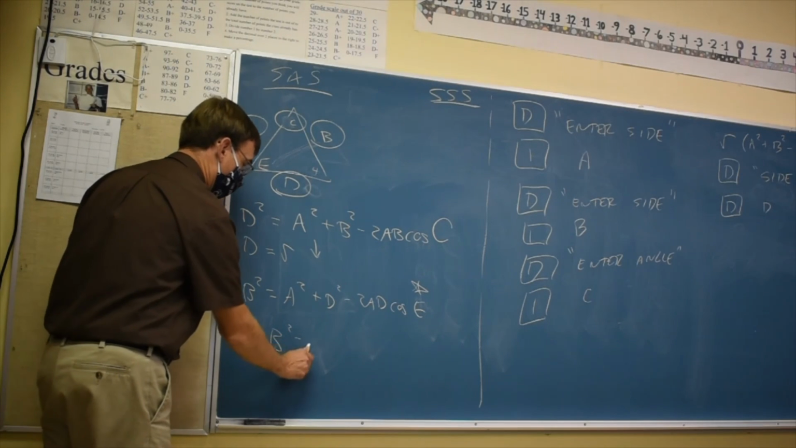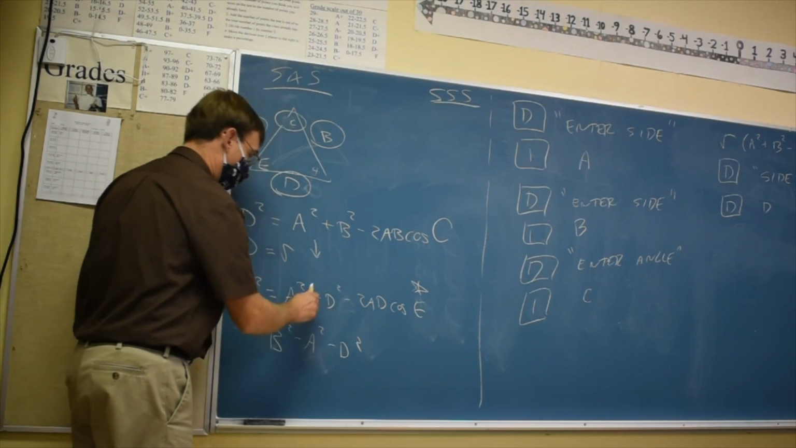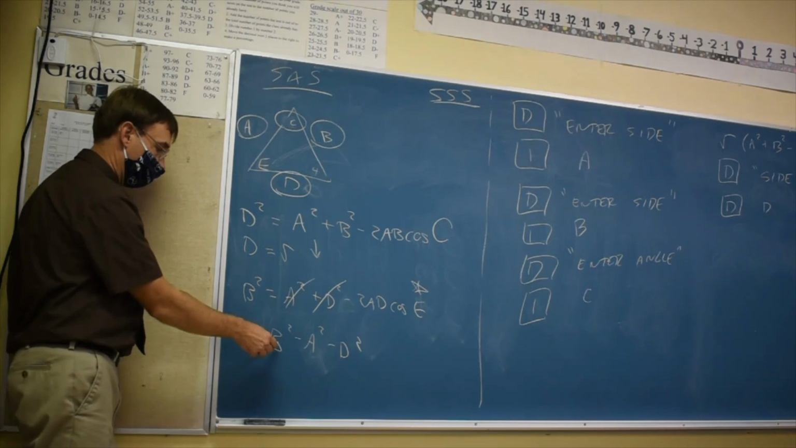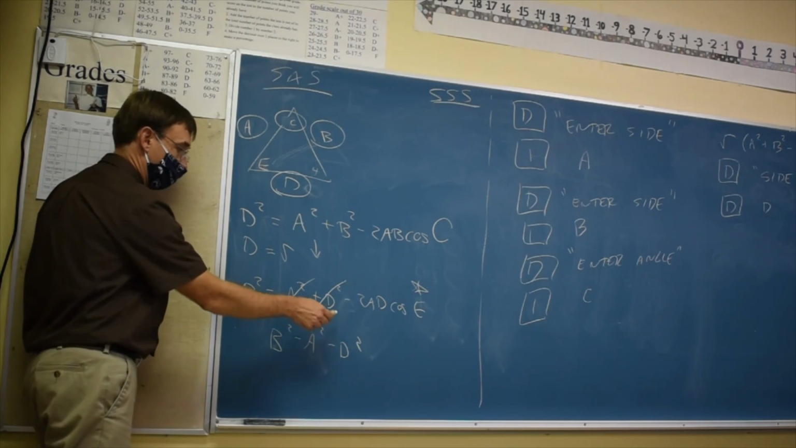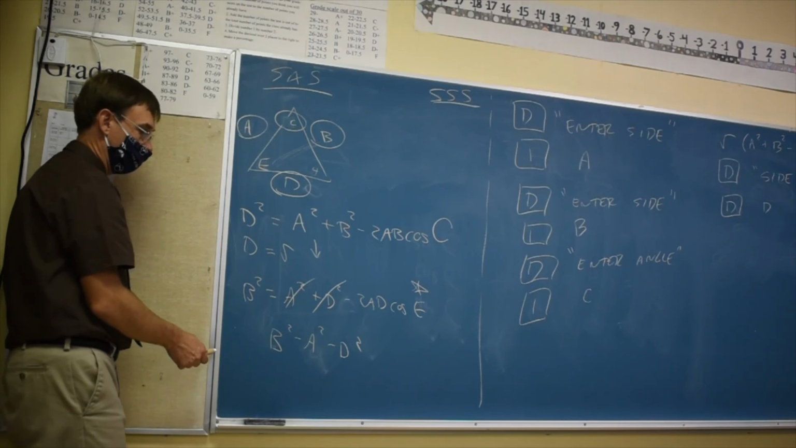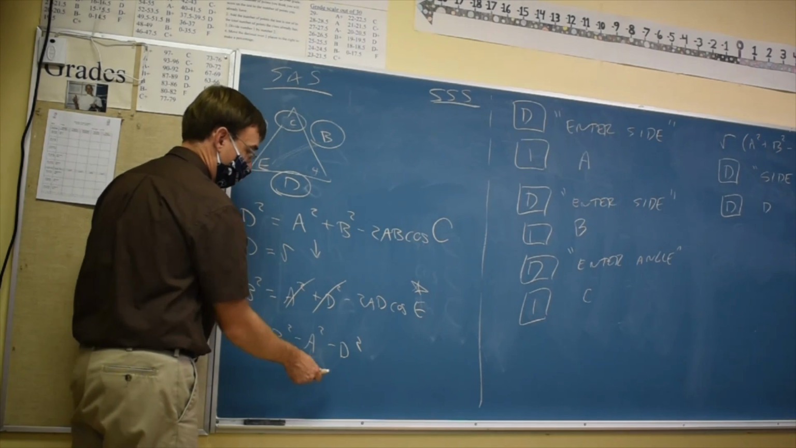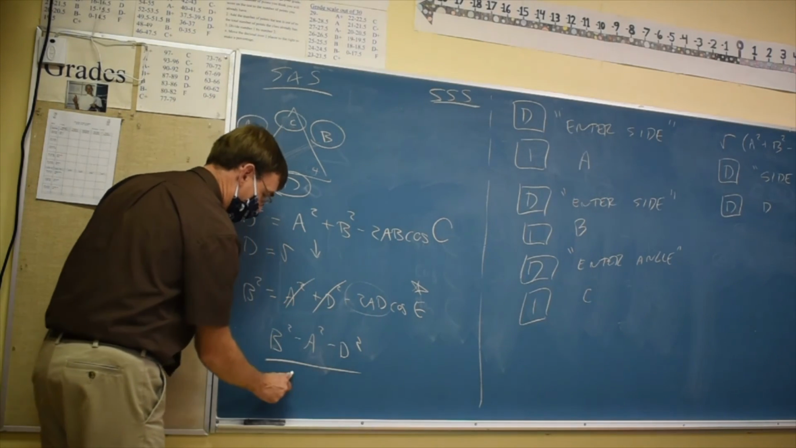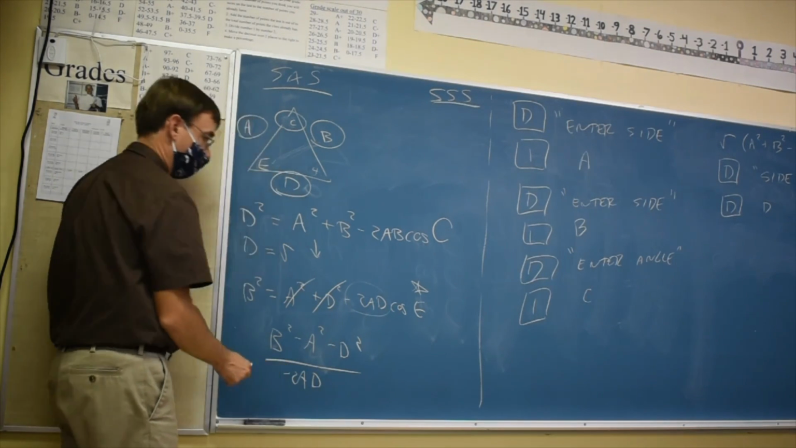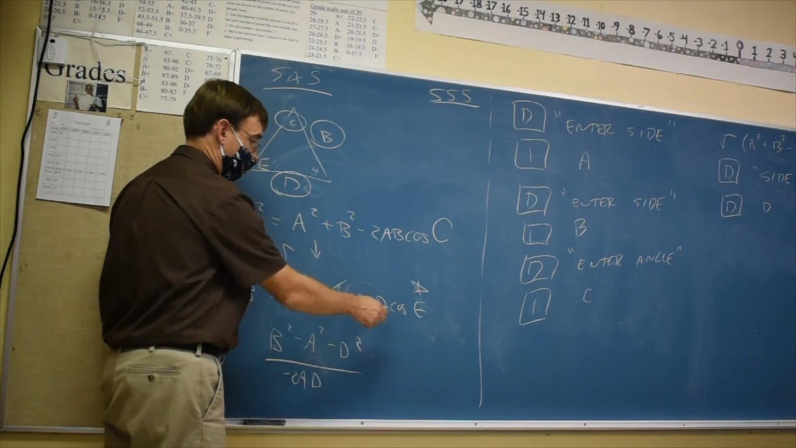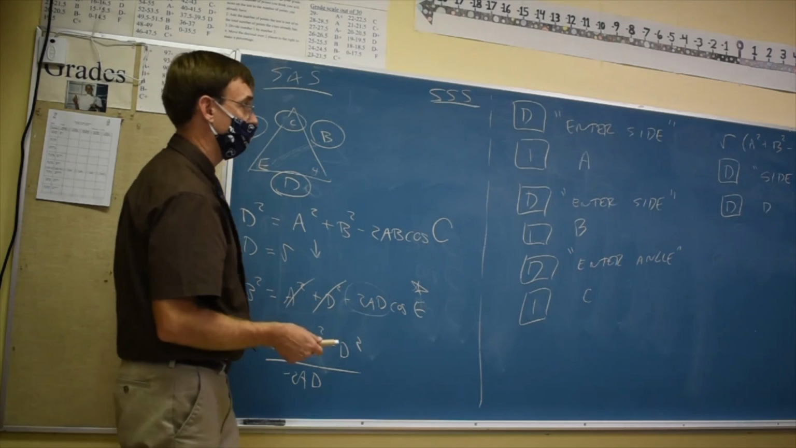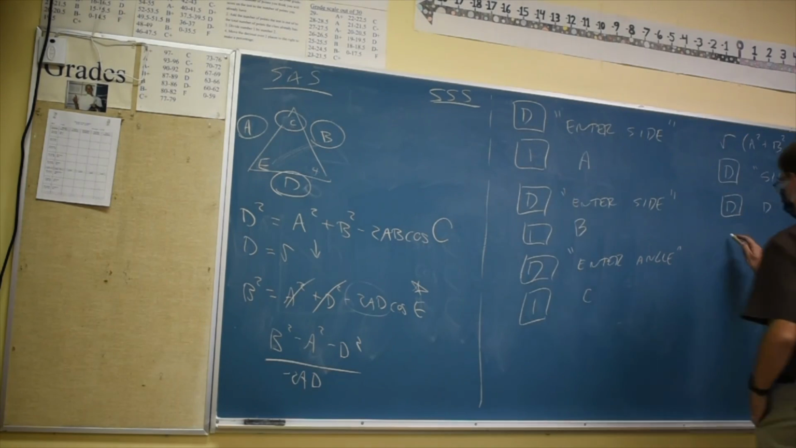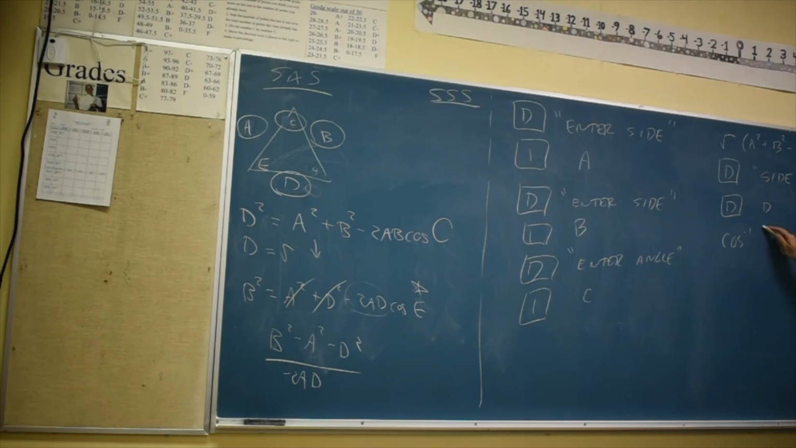B squared minus A squared minus D squared. So we'd have to subtract those two out of there. So we'd have B squared minus the A squared minus the D squared. Get them out. I like that. Divided by the negative 2AD. This thing is going to have to go to the bottom. And then to get rid of cosine, inverse cosine. Okay, inverse cosine will do that for us. It'll force us to do that.